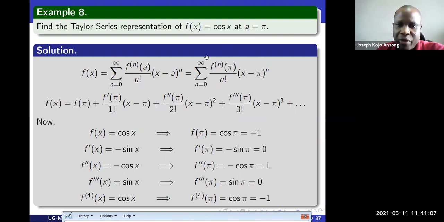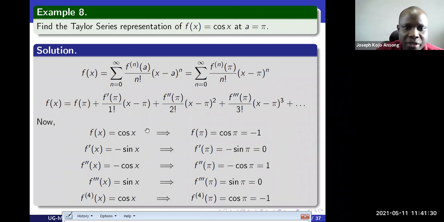So we need to expand this and find the various derivatives and put them in. If you expand this, you're going to get this, right? This goes on to infinity. So you need to find f of pi. f is cosine of theta. So you need to find f at pi, f prime at pi, and put everything back in here. So let's do that.